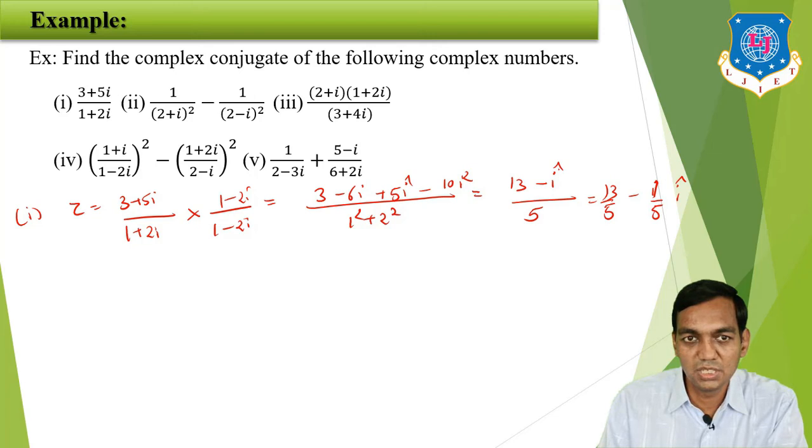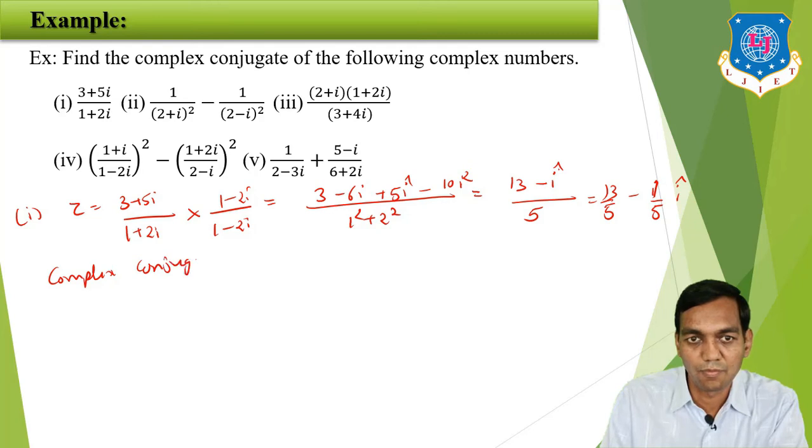Now this is your original z. So the complex conjugate z bar is nothing but 13 upon 5 plus 1 upon 5 into i. Okay? So this one is the answer.